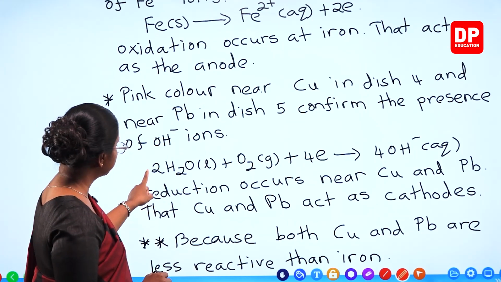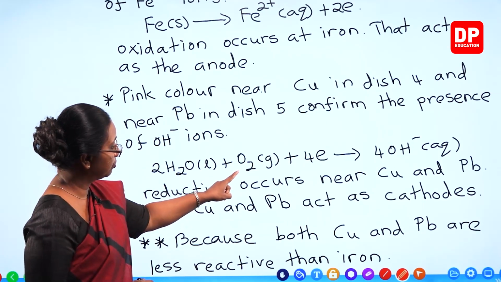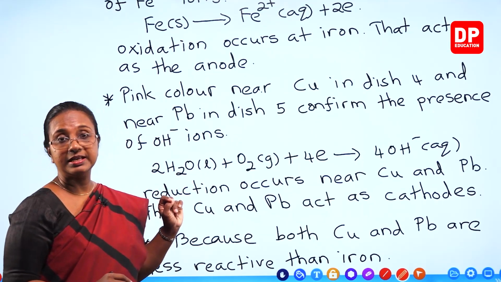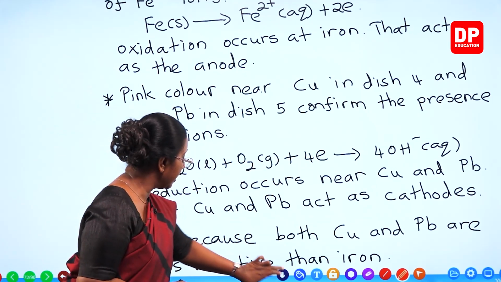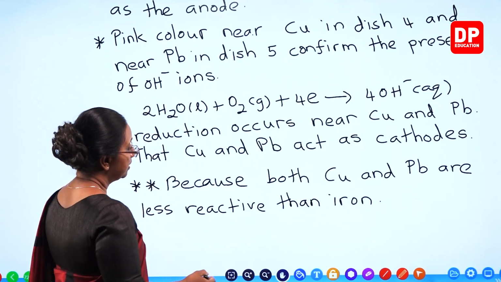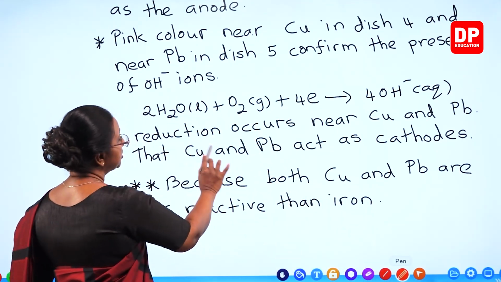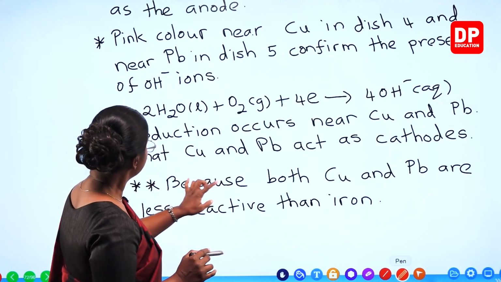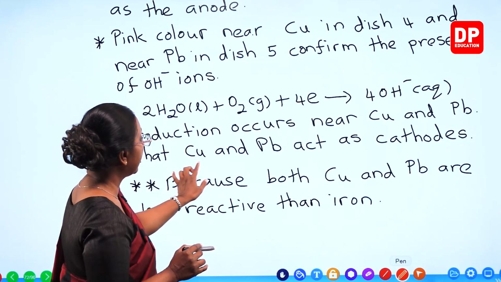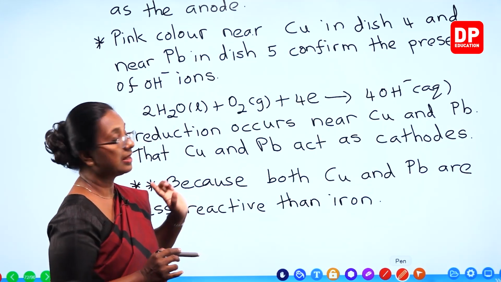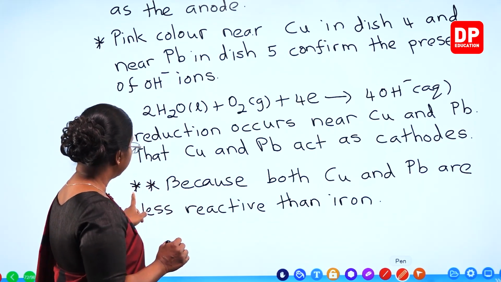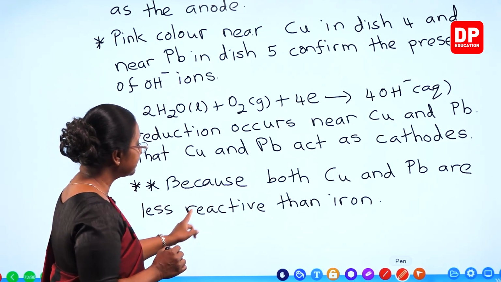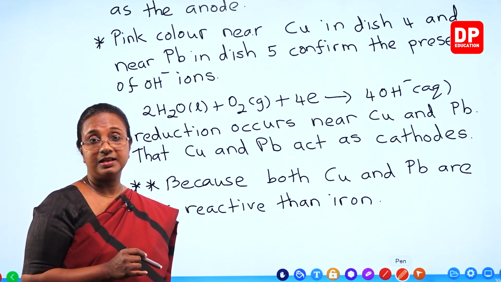So what is the reaction? 2H2O(l) + O2(g) + 4e- gives 4OH-(aq). So this is the reduction. Reduction occurs near copper and lead. That means copper and lead act as cathodes. And what is the reason? Because both copper and lead are less reactive than iron.